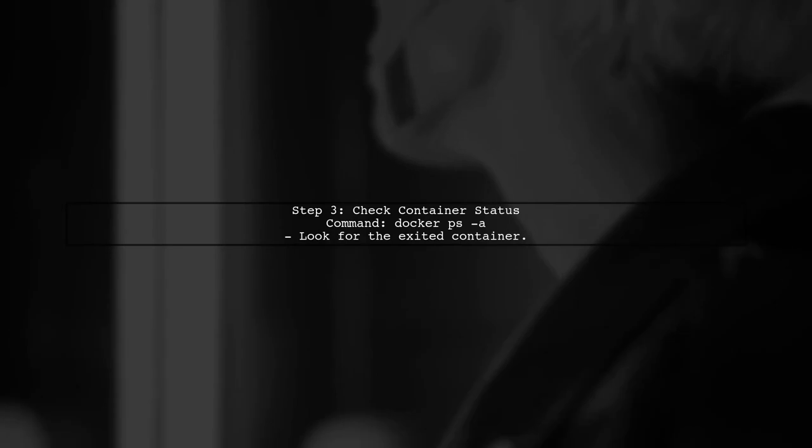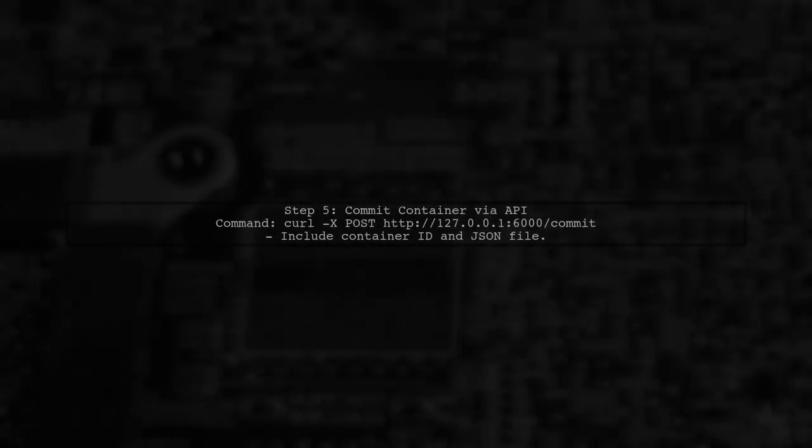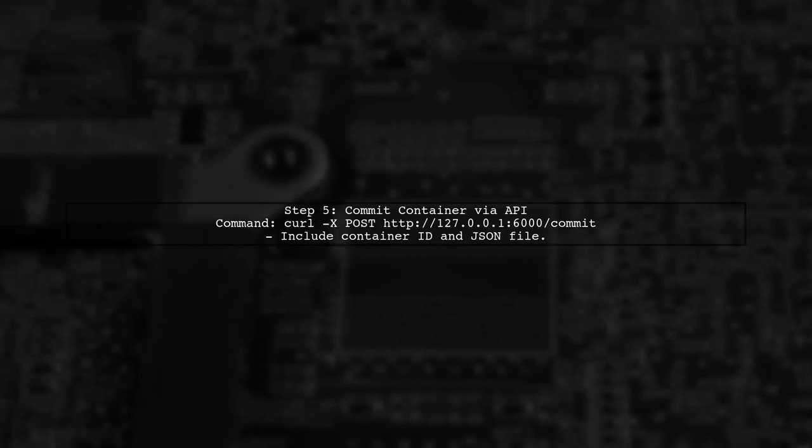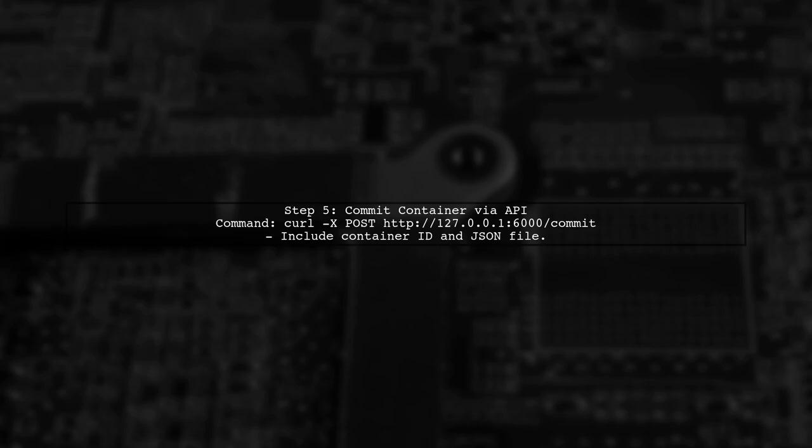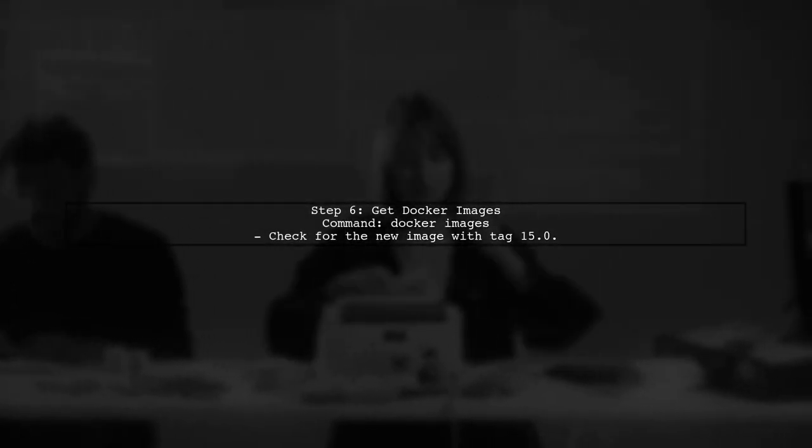After exiting the container, check its status to confirm it has exited. Prepare a JSON file for committing the container, specifying the necessary parameters. Use the Docker API to commit the container and create a new image. The response will provide a new image ID, which you can use to verify the created image.